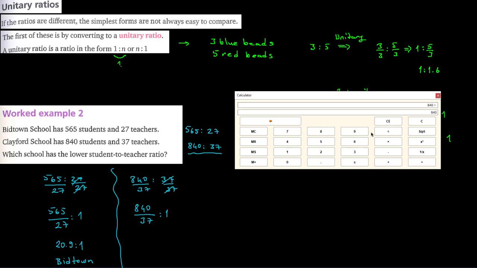840 divided by 37 is going to be equal to 22.7. So the answer, to one decimal place, is 22.7 to 1. This is the ratio of the Clayford School. So which school has the lower student to teacher ratio? Midtown has a lower ratio than the Clayford school.